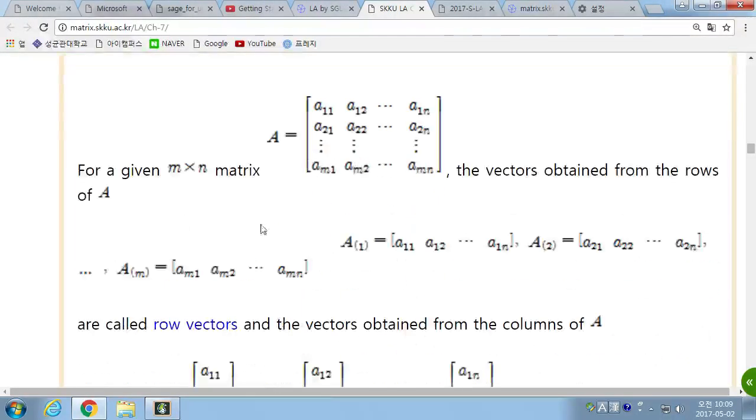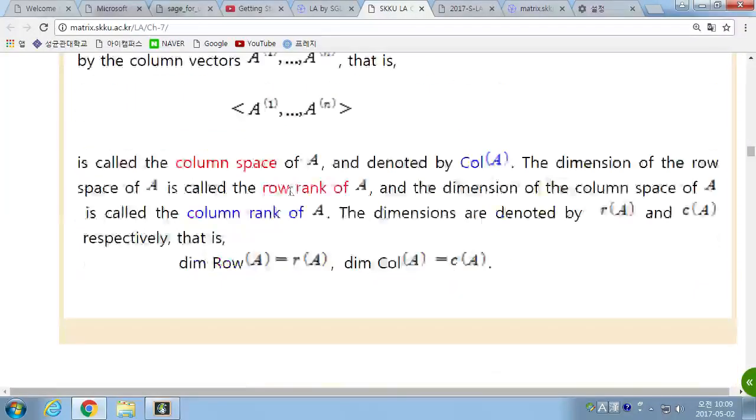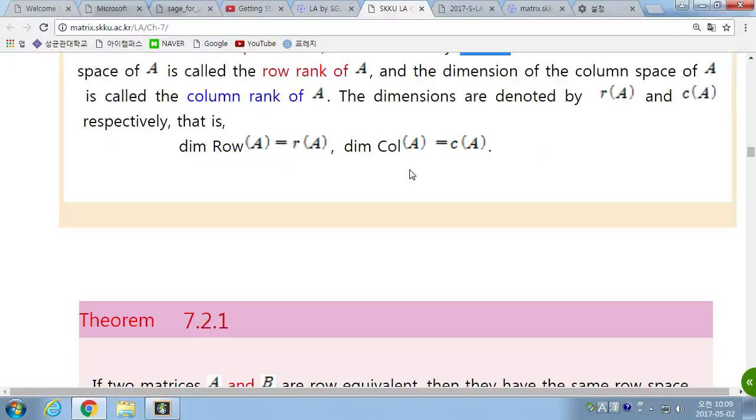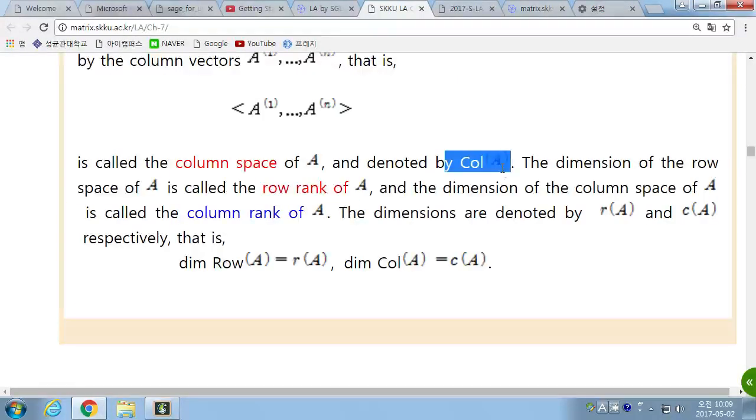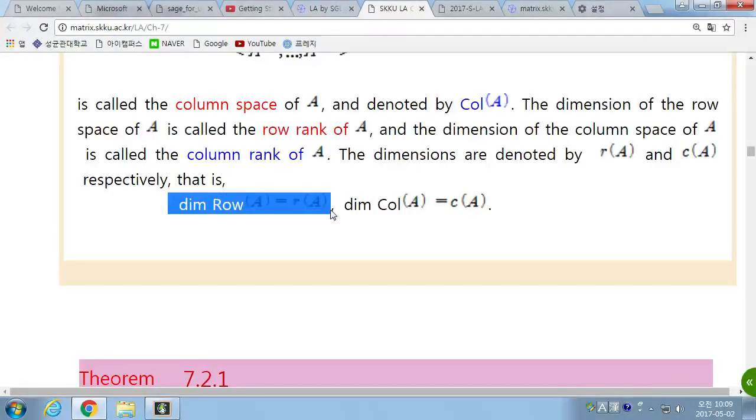Column space and row space. You know what the column space and row space are already. From the column vectors, all linear combinations, the span of the column vectors, form the column space, which can be written as this. And the column rank is the dimension of the column space. And you can think about the row space, and if you say the dimension of the row space, then we call it the row rank. 이제 rank를 이제 정의하는 거예요.